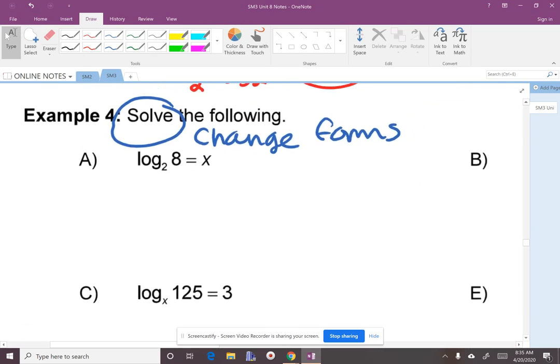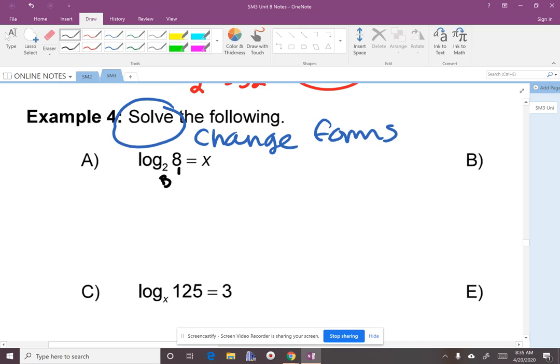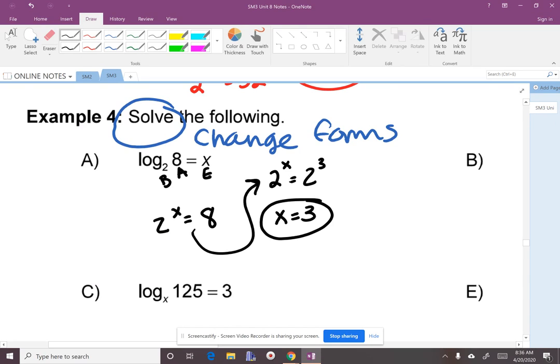So the first example is this one. It's in log form. Logs are BAE, base, answer, exponent. So I'm going to change forms: 2 to the x equals 8. Now I'm going to try it just like 8.1. I'm going to try to get the bases the same. So I get 2 to the x equals 2 cubed, x equals 3. Done. Bases are the same, so exponents have to be the same.